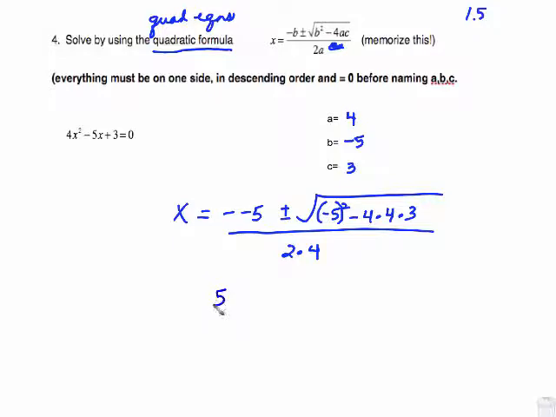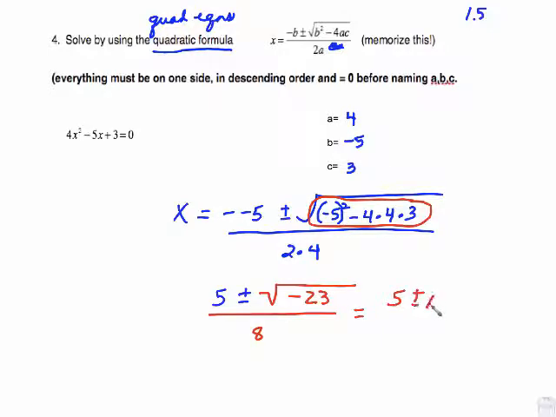Clean this up. Minus a minus is a positive 5, and yes, we could have done that right in the beginning. This part under the square root, you can enter directly into your calculator. Don't enter the square root sign, just parentheses. Negative 5 squared minus 4 times 3, and that will give you the square root of negative 23, all over 8. Now we have to clean that up a little bit, and that is, remember the square root of a negative produces an i, so there's an i that's going to come out of this, and this is 5 plus or minus i radical 23 over 8.